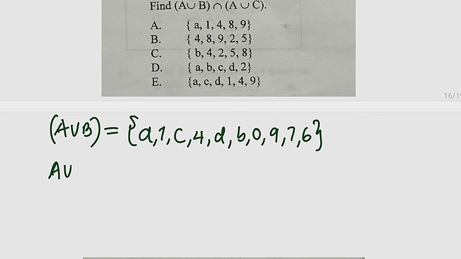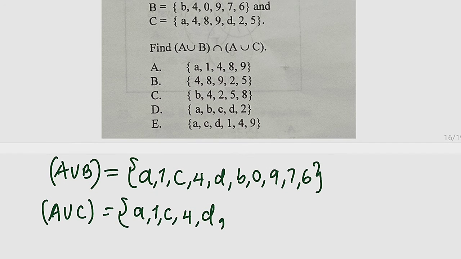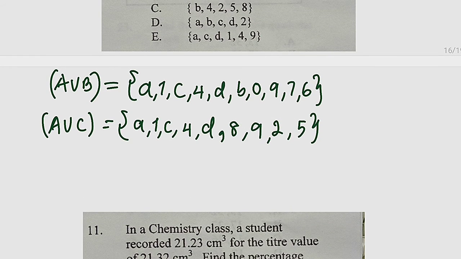So what about A union C? Already elements of A are A, 1, C, 4, and D. Then what of the other element C? We have A here, which is already there. We have 4. 4 is already there. 8 is not there. 9 is not there. D is already there, but 2 is not there, and 5. So this is A union C.